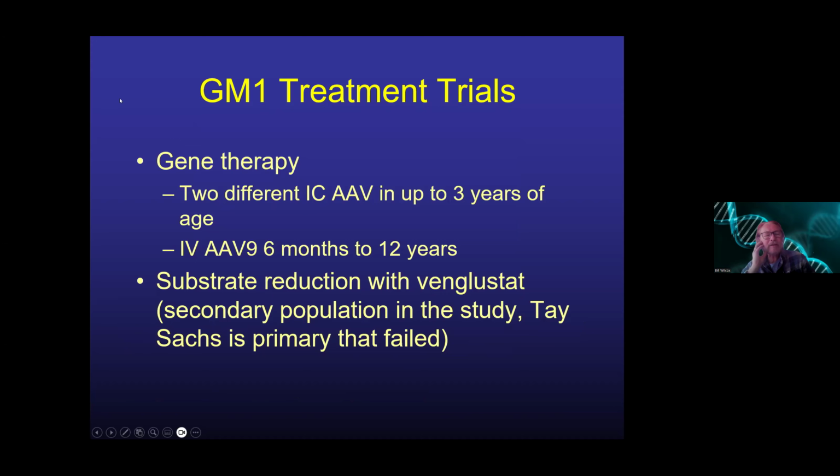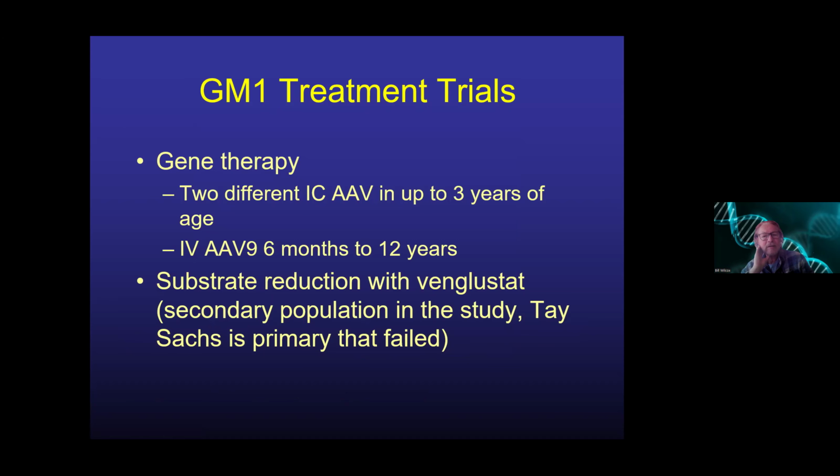The treatment trials so far: there's gene therapy, two different intracisternal AAVs in up to 3 years of age, and an IV AAV9, 6 months to 12 years of age. I haven't seen any results yet.